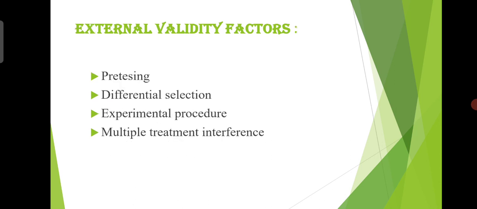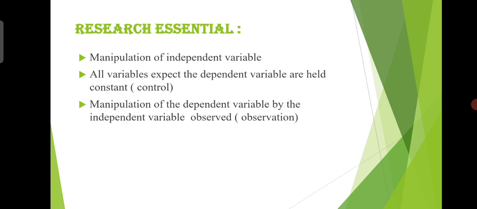Then external validity factors in experimental research. First, pre-testing, differential selection, experimental procedure, multiple treatment interference. These are the external validity factors in experimental research. Then research essentials, manipulation of the independent variable. All variables except the dependent variable are held constant. Manipulation of the dependent variable by the independent variable is observed.